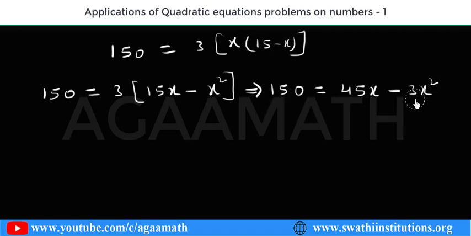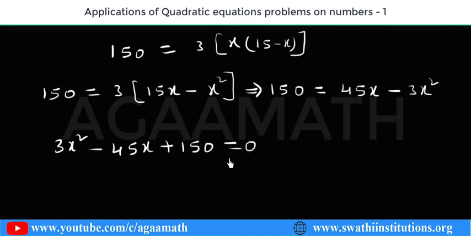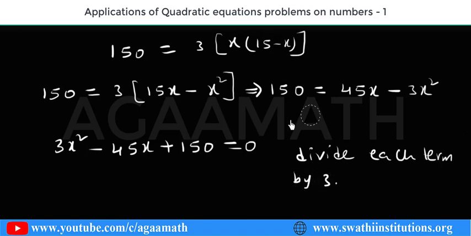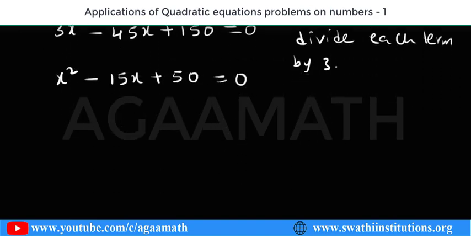Write this into the standard form of a quadratic equation, that is 3x square minus 45x plus 150 equals 0. If you see each term here, that is 3x square minus 45x plus 150, every term can be divided by 3. So divide each term by 3. So what happened then? If you do that, you get x square minus 15x plus 50 equals 0. Now it is easy for us to simplify more.